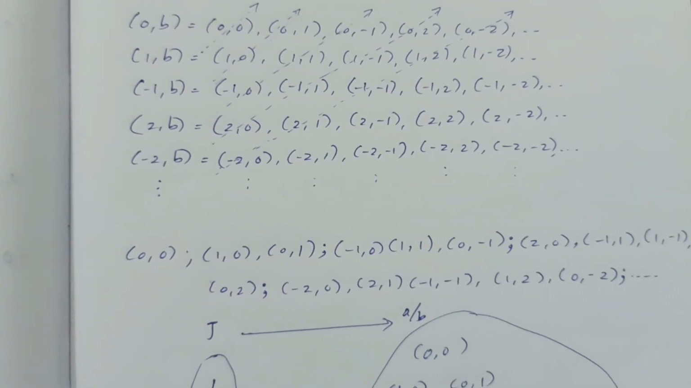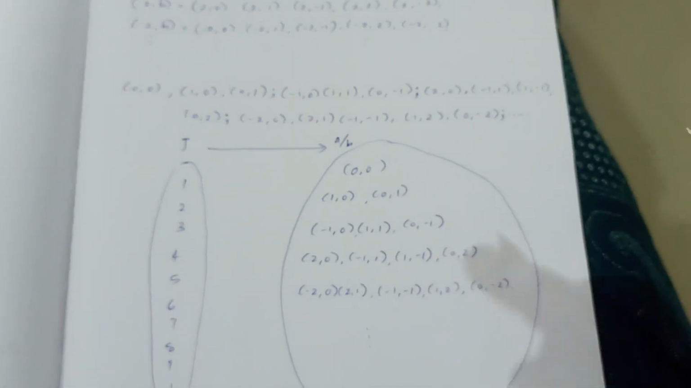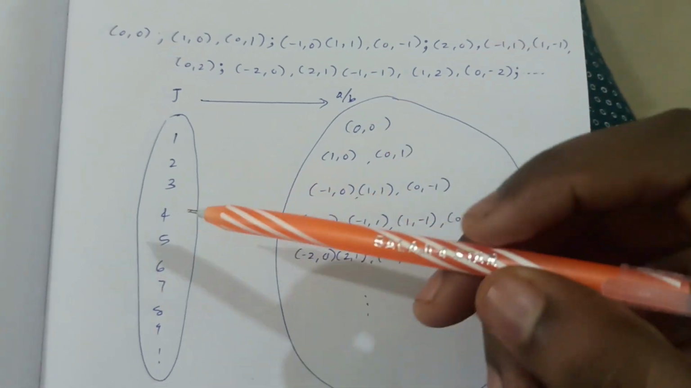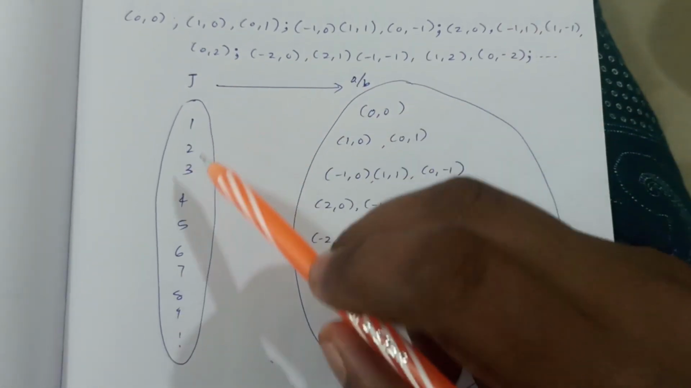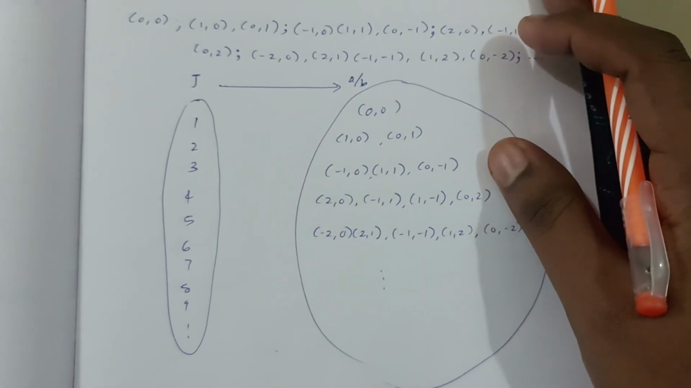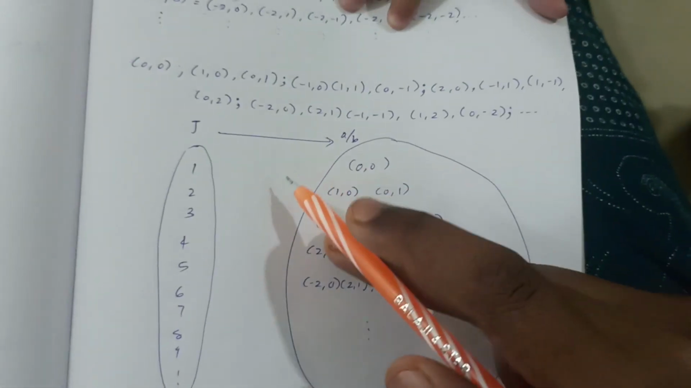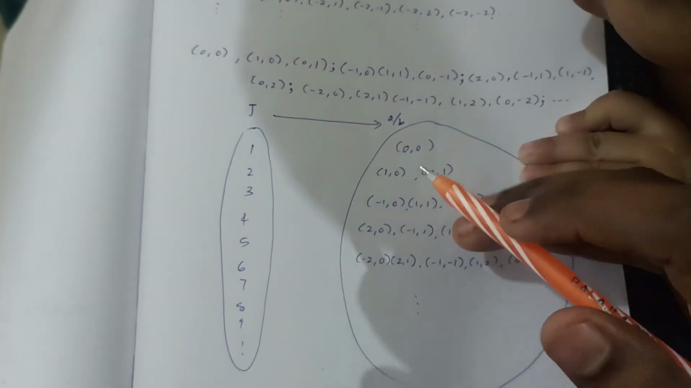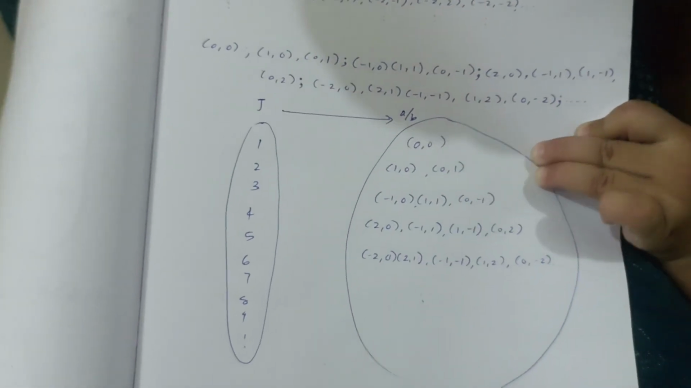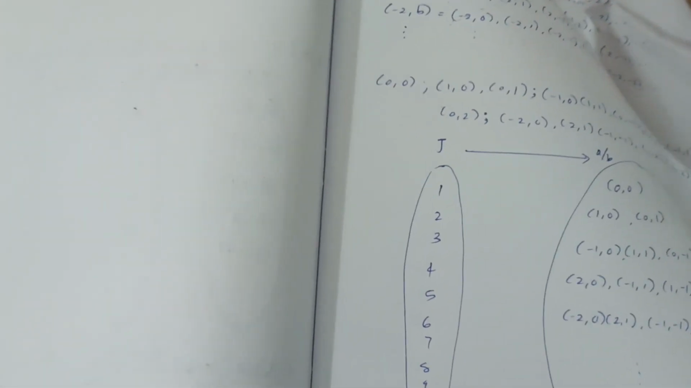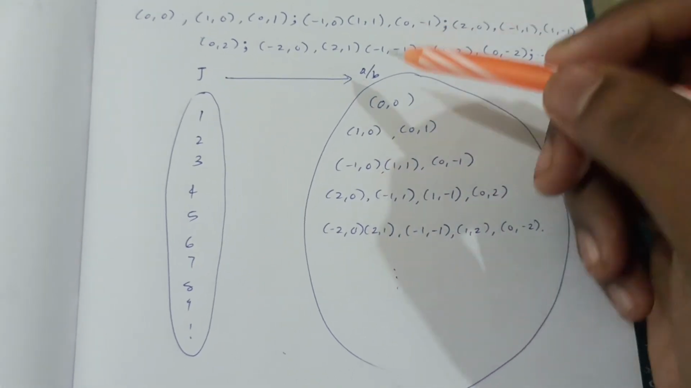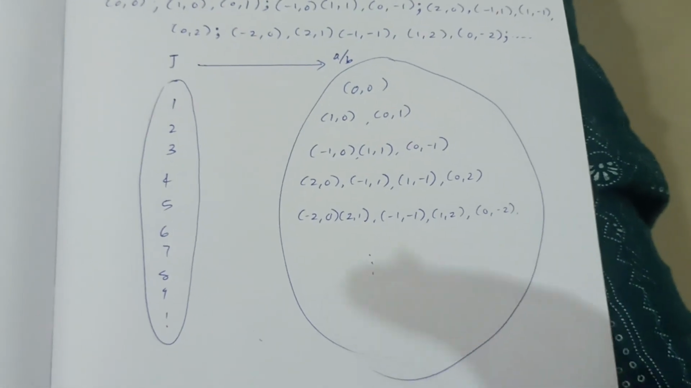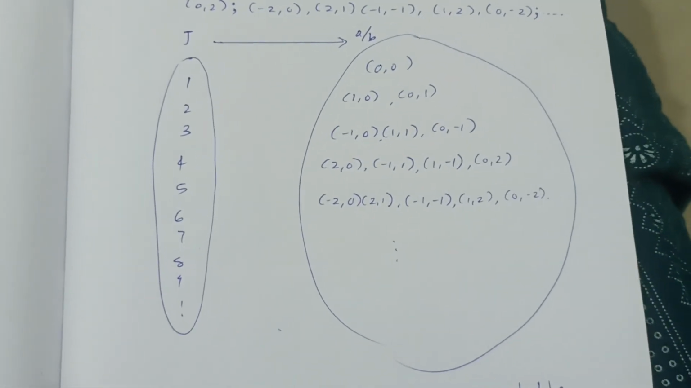Now, when I look at it, I can find a 1-1 correspondence between the set of our sequence and the set of all positive integers. There is a 1-1 correspondence between 1 and 0 comma 0, 2 and 1 comma 0, 0 comma 1, 3 and minus 1 comma 1, 1 comma 1, 0 comma minus 1, right? We can find a 1-1 correspondence between the set of all positive integers and this set. So we can count the elements of the rational numbers like 1, 2, 3, 4, 5, right? It includes all the elements of the rational numbers.